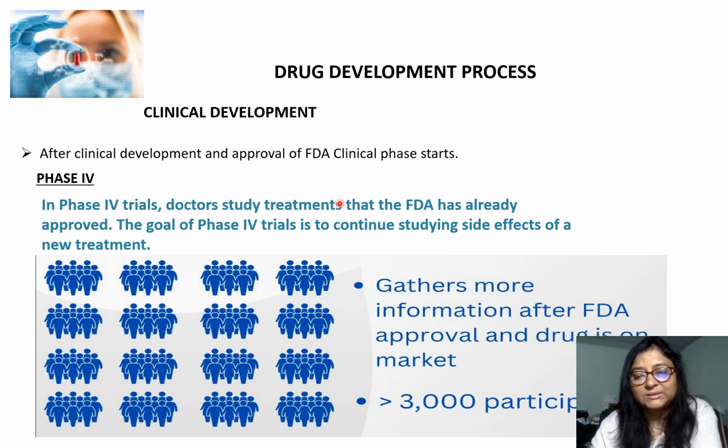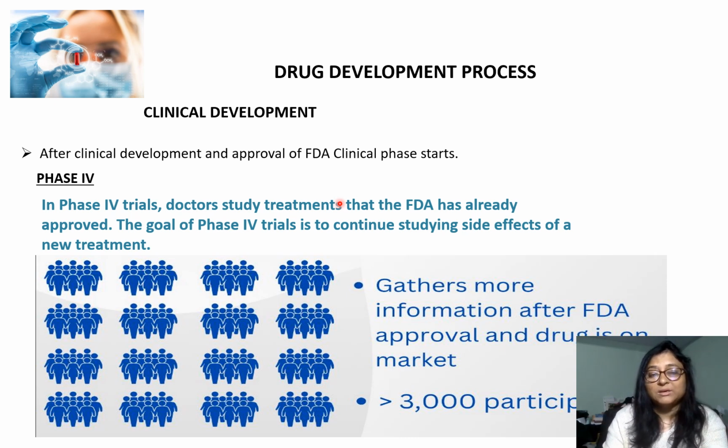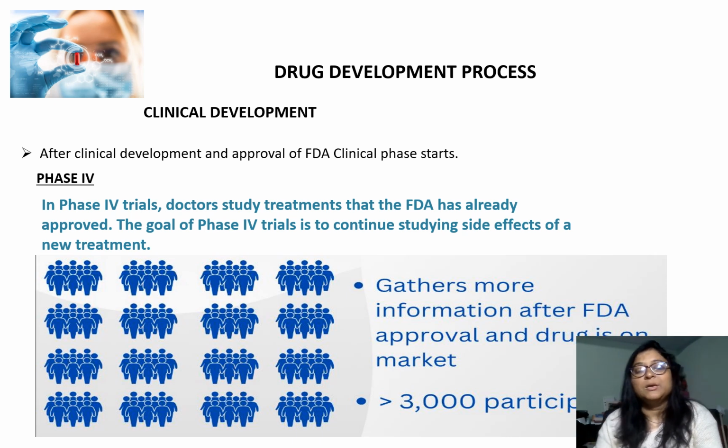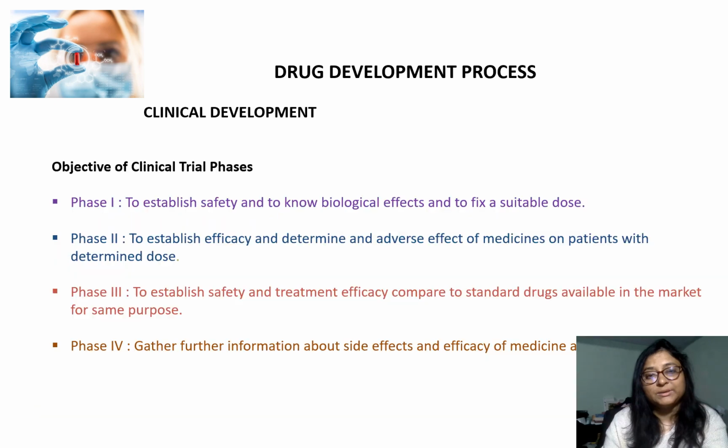Basically it gathers more information after FDA approval and after the drug is in the market, and it includes not 50 or 100 people, it includes more than 3,000 or 4,000 participants. So it is a very large group of people where this trial is done. I hope now you have got the overview of what preclinical development is, what clinical development is, and all 4 phases of clinical development.